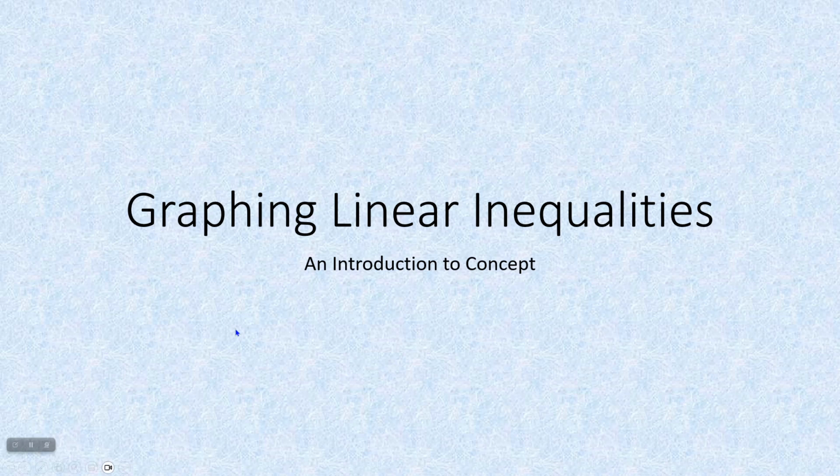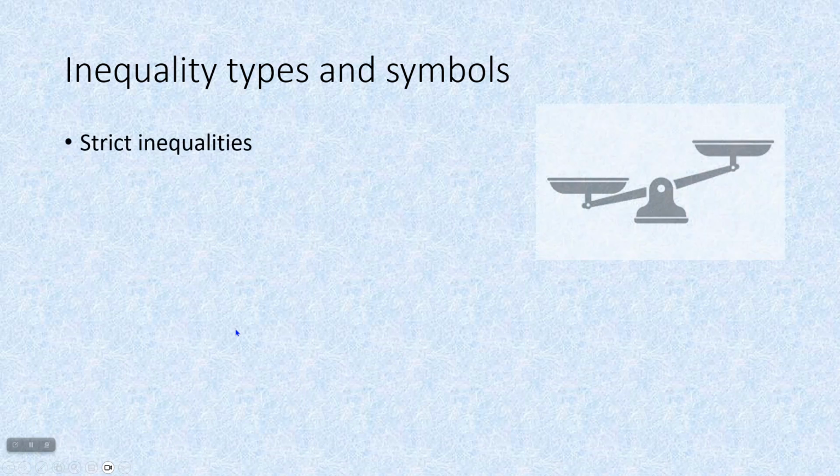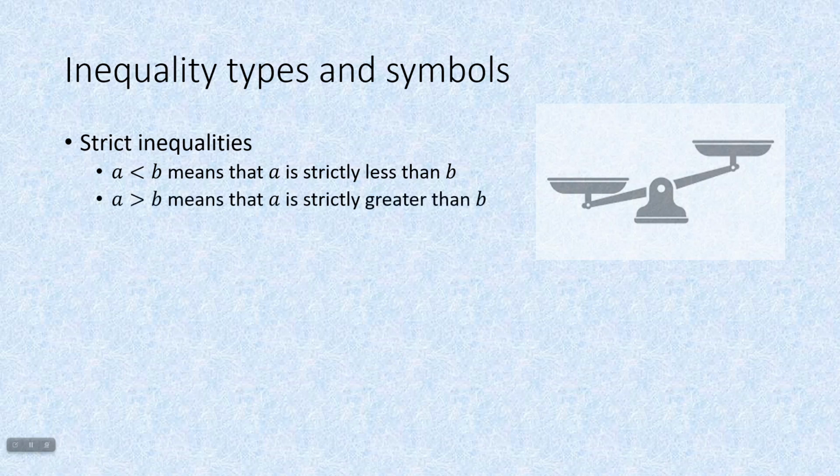Alright, so inequality types and symbols. Sometimes inequalities are unbalanced, and these are called strict inequalities, so there's no equals at all. A less than B means that A is strictly less than B, so less than, lighter than, also left of on a number line. A is greater than B means that A is strictly greater than B.